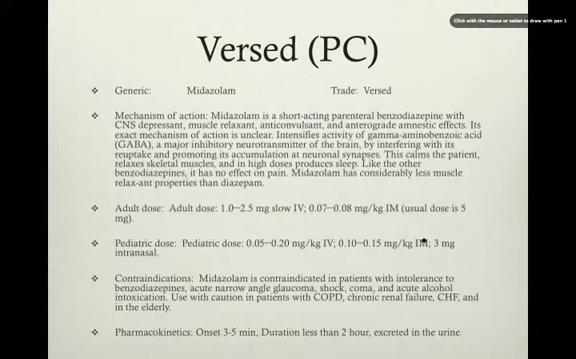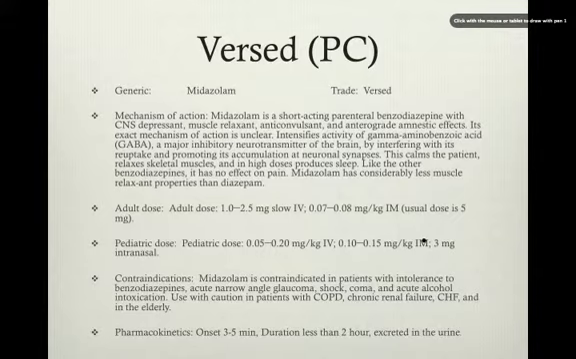It intensifies activity of gamma-aminobutyric acid, or GABA, a major inhibitory neurotransmitter of the brain, by interfering with its reuptake and promoting its accumulation at neuronal synapses. This calms the patient, relaxes skeletal muscles, and in high doses produces sleep. Like the other benzodiazepines, it has no effect on pain. Midazolam has considerably less muscle relaxant properties than diazepam.